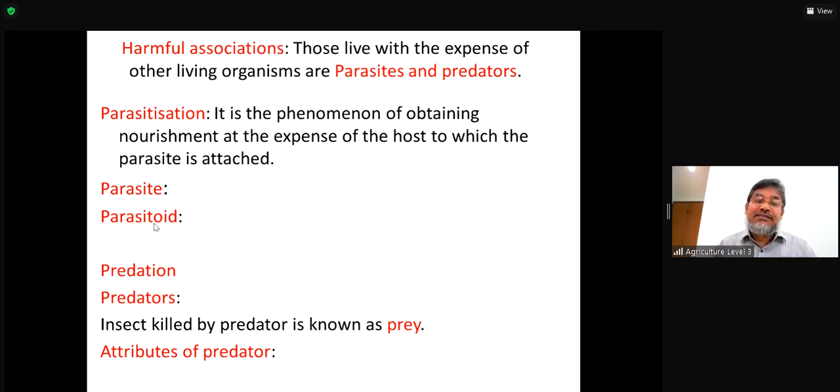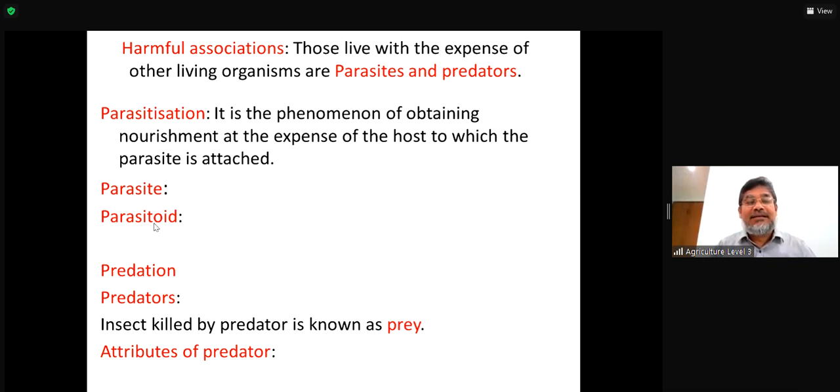Mode of action: they will take food from the host, they will survive on the host, but the parasite may not be able to kill the host. A parasitoid has the ability to kill the host. It usually kills the host. In the course of its development, the host individual will be killed.